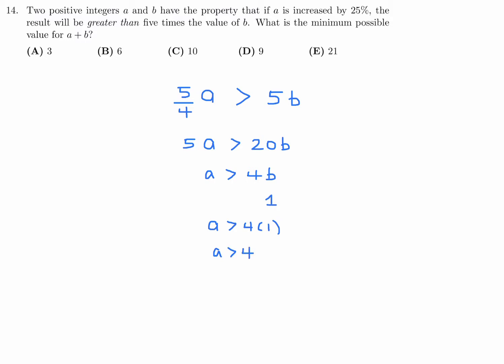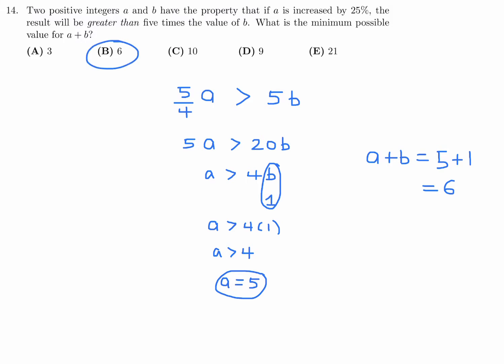So what's the smallest possible value I can choose for a now? That is a equal to 5. So there we go. I chose 1 for b, and that led me to get 5 for a. So therefore, the minimum possible value of a plus b will be 5 plus 1, which is 6. So number 14, the answer is B.